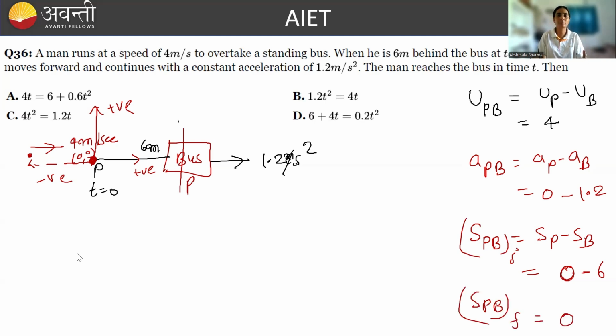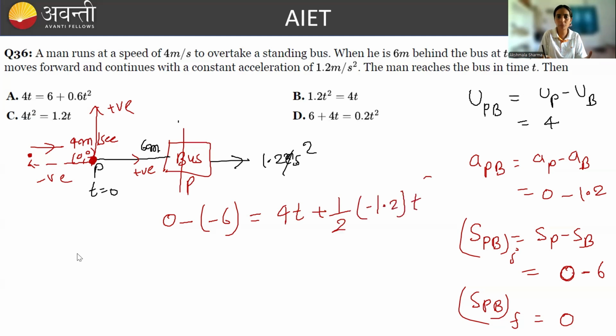So the change in displacement, that is the second equation of motion, if you use S equal to ut plus half at square, where S is not displacement, it is change in displacement. So here the change in displacement will be, final is 0 and initial is minus 6. This will be equal to ut, u is 4, t plus half acceleration, relative acceleration is minus 1.2, t square.